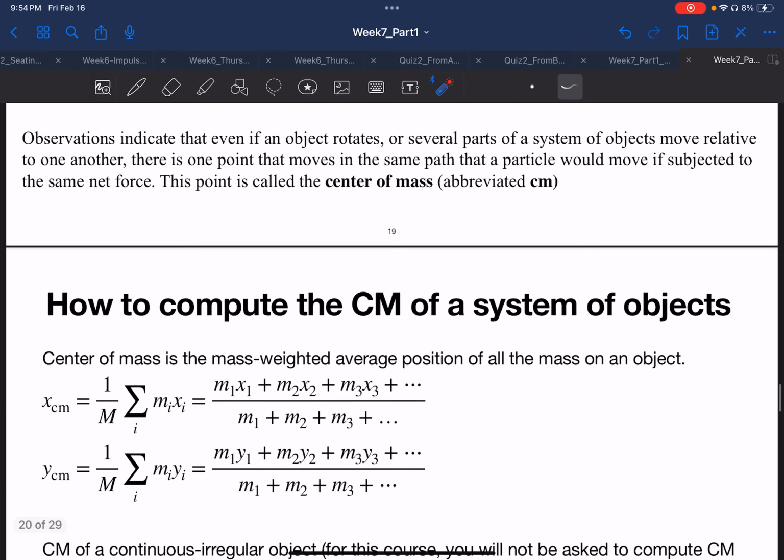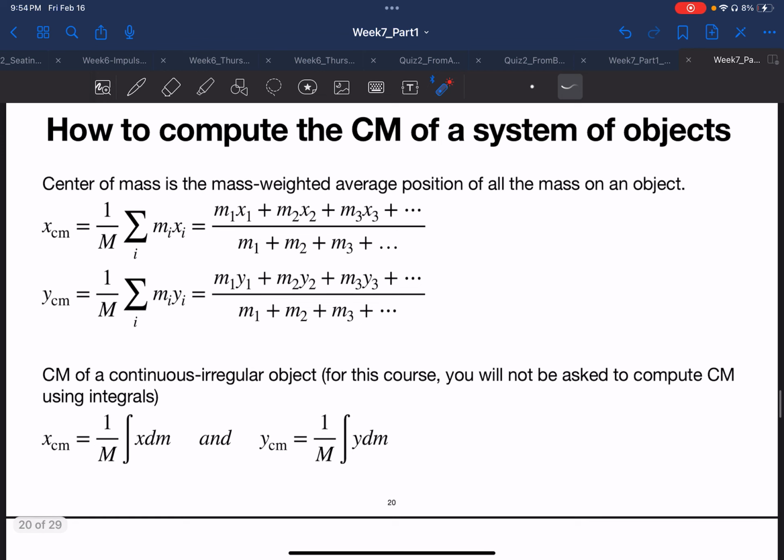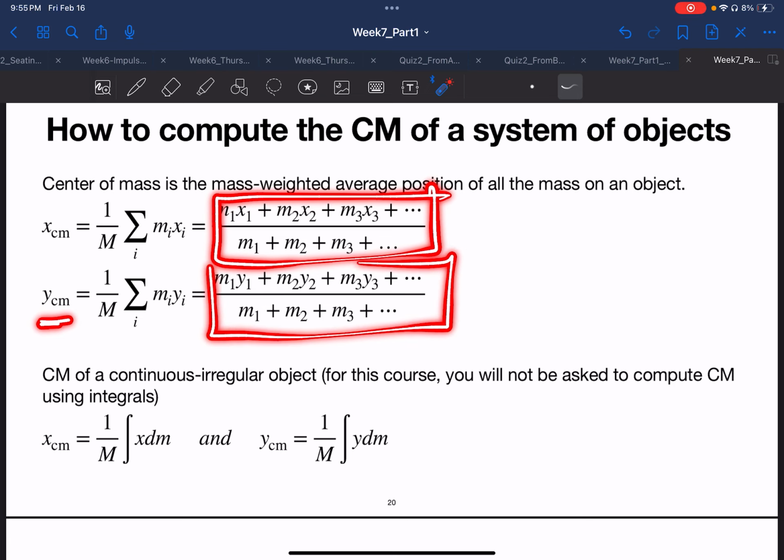Now, how do we find center of mass? We use these wonderful formulas. They look kind of scary, but when you apply them to a specific example, you'll see that they're fairly straightforward. So let's say your object is made up of multiple point objects that have a certain mass and are located at different x and y values. Then you find the x coordinate of the center of mass by computing the following, and the y coordinate of the center of mass by computing this.